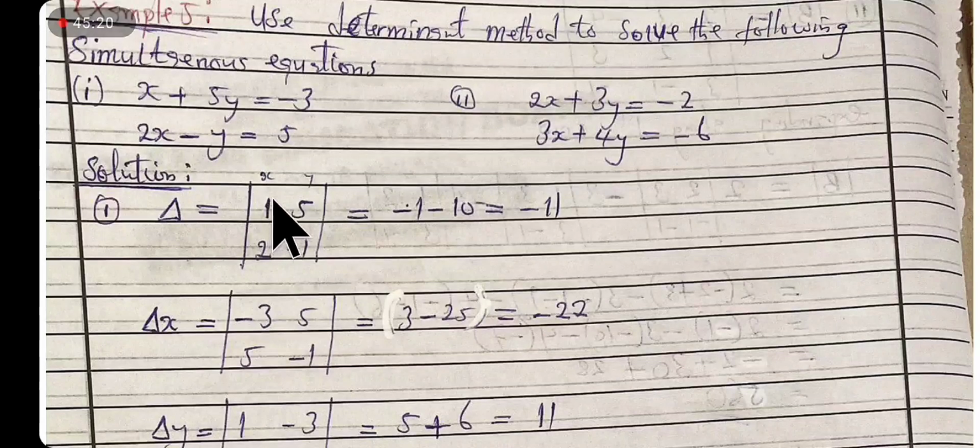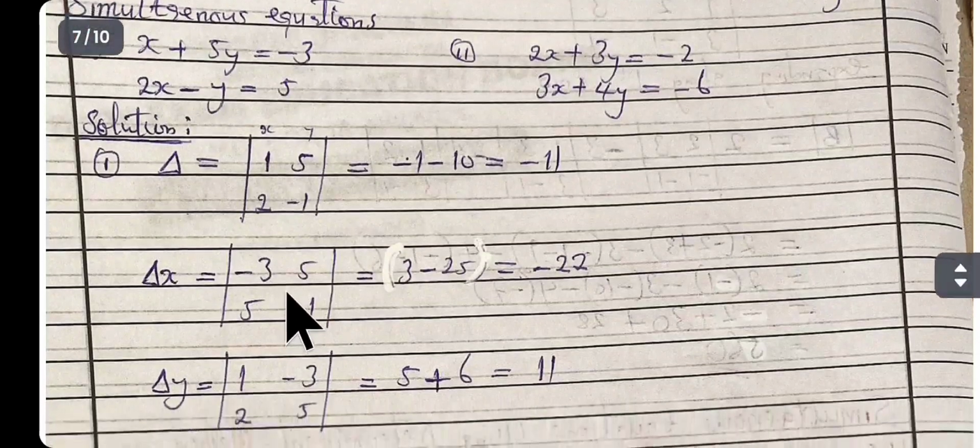So that is why instead of writing 1, 2, we replace 1 and 2 with minus 3 and 5. 5 and minus 1 still retain their position because they belong to y. And what we are looking for is the determinant with respect to x. So now this is what it means.